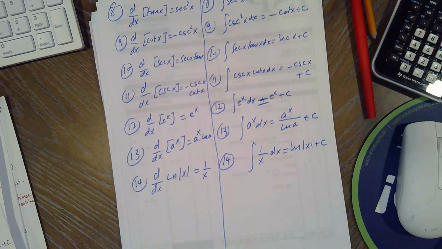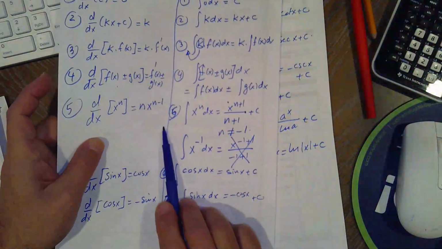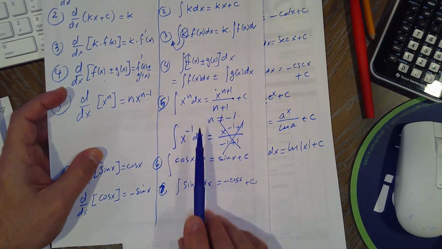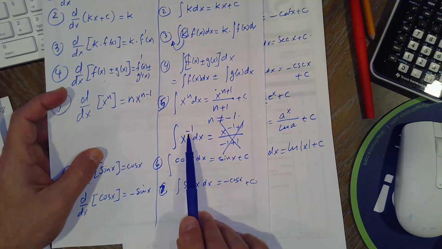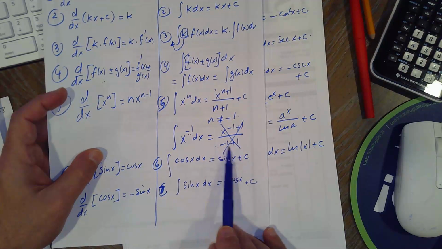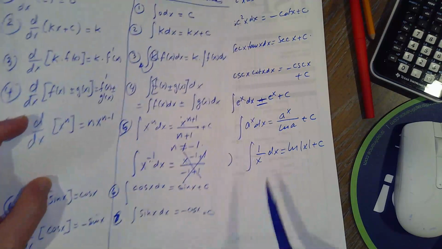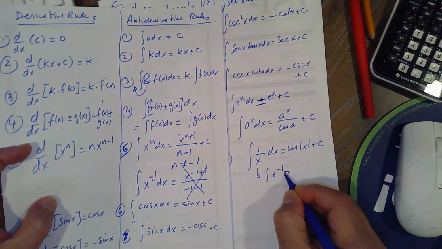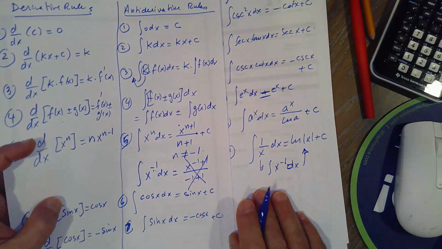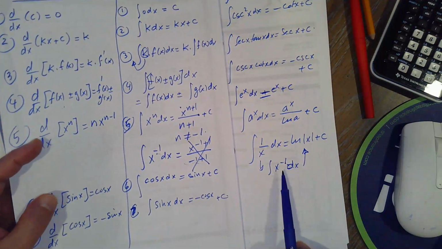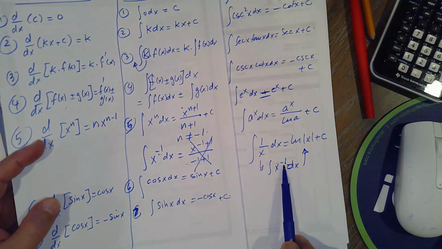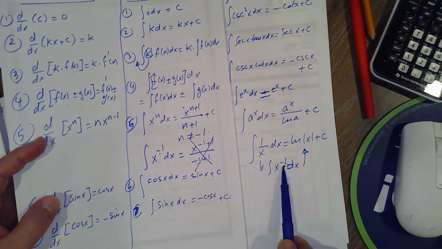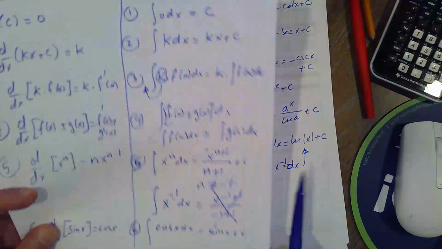Now, let me take you back to rule number 5. We said the integral of x to the n dx is the power rule as long as n is not negative 1. Because if you do negative 1, you get over 0, it's undefined. So that's exactly the rule for negative 1. When you have negative 1, you're going to get ln of the absolute value of x. So when the exponent is anything other than negative 1, you use the power rule. When it's negative 1, it's going to be natural log. Okay.